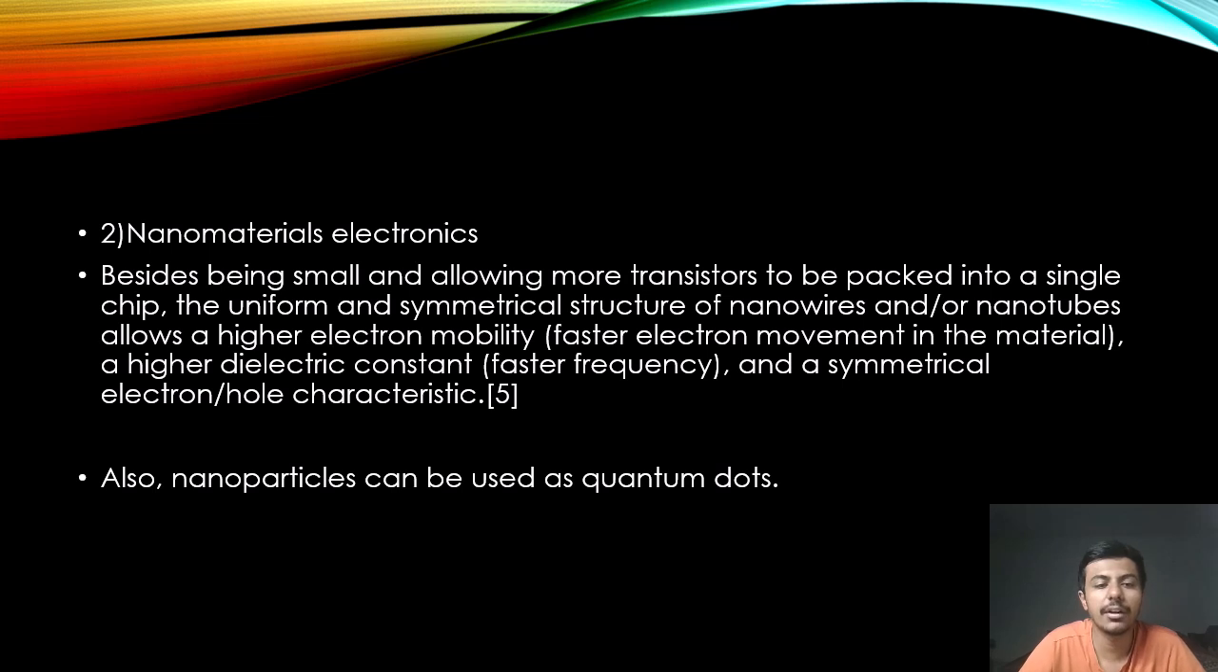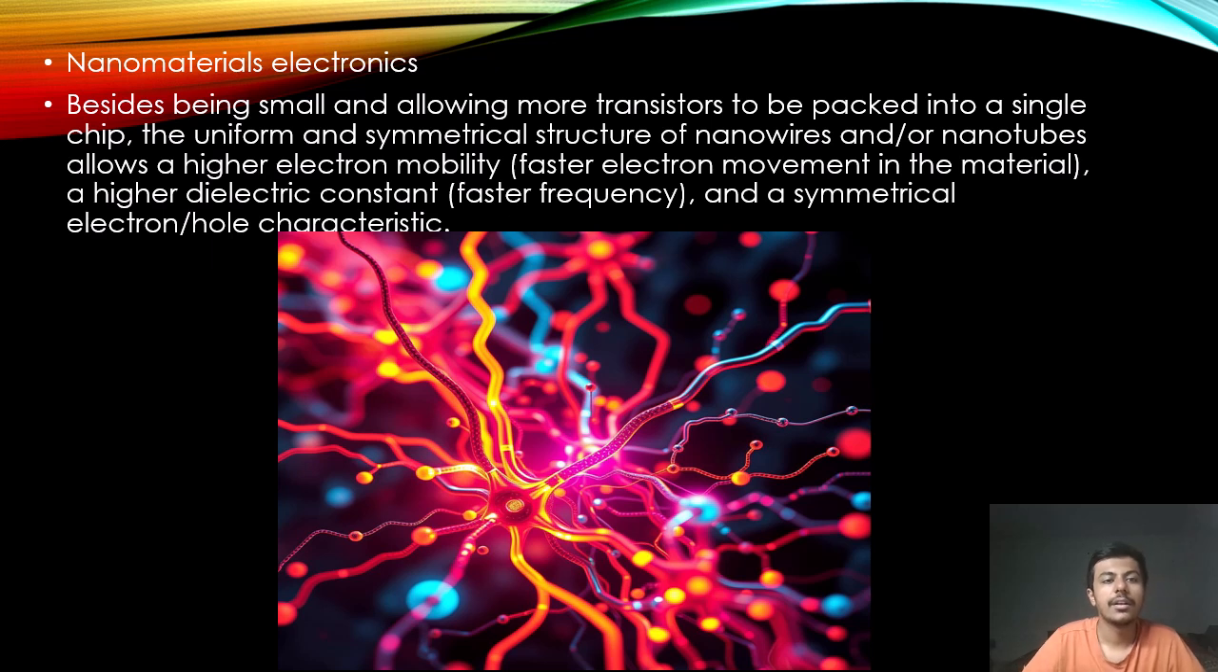Second is nanomaterial electronics. Besides being very small and allowing more transistors to be packed into a single chip, the uniform and symmetrical structure of nanowires and nanotubes allows a higher electron mobility and a symmetrical electron-hole characteristic. That's why nanomaterial electronics is an approach that is used in nanotechnology in electronics.